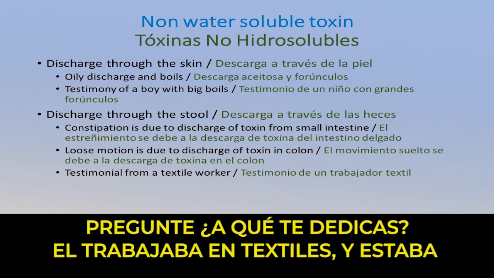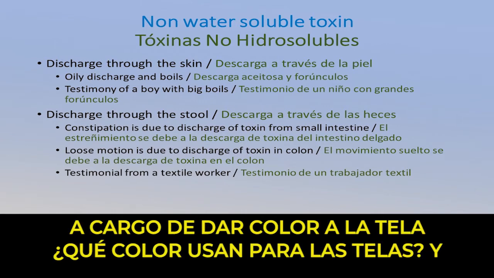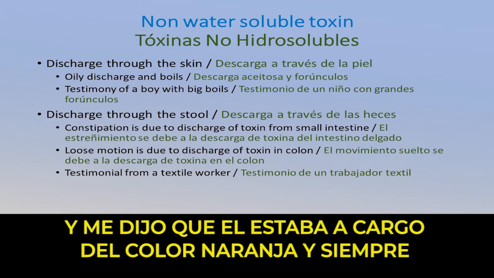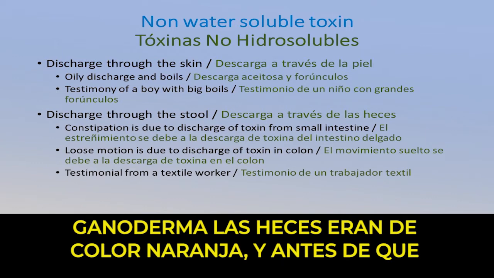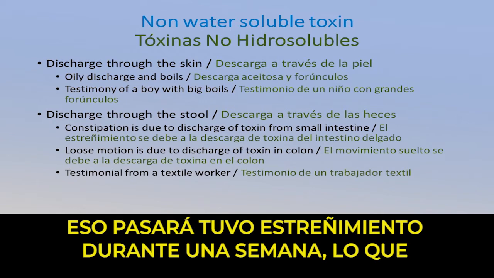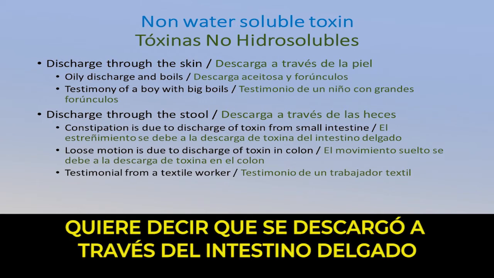Then I asked him, what is your profession? He works in a textile company and is in charge of saris. I asked, what color do you use to dye the cloth? Sure enough, he is in charge of the orange color, he always dyes the cloth orange. That's why after taking Ganoderma the stool came out orange. And before the stool came out he had constipation for one week. That means this is discharged through the small intestine.